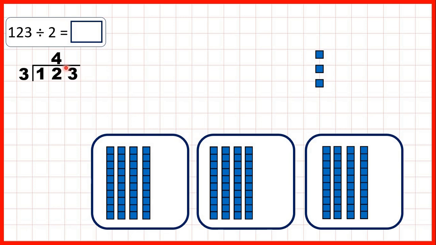And we don't have anything to write in front of our ones digit because we've been able to share out all of our tens. So now we just share out our 3 ones, and because we have 1 one in each group, 1 is our ones digit and our answer is 41.